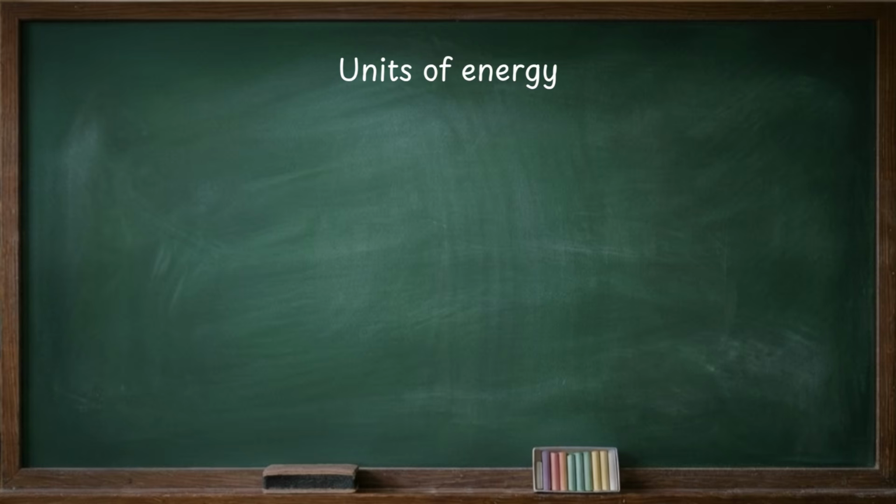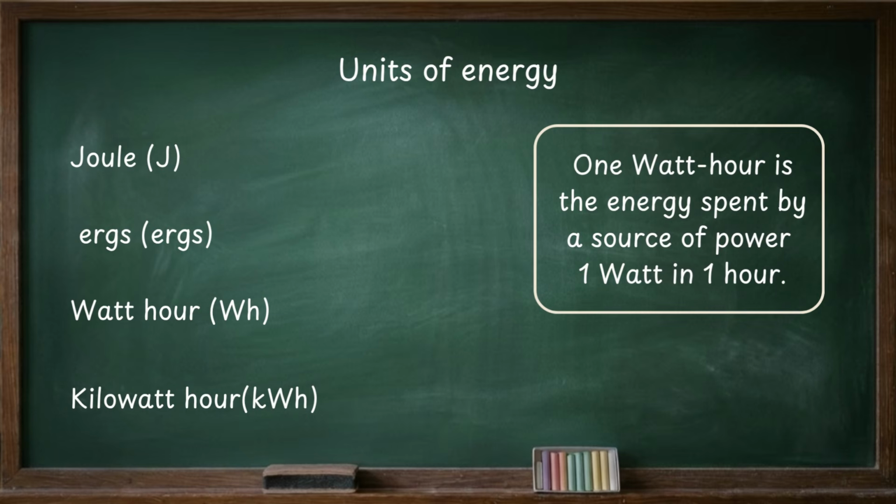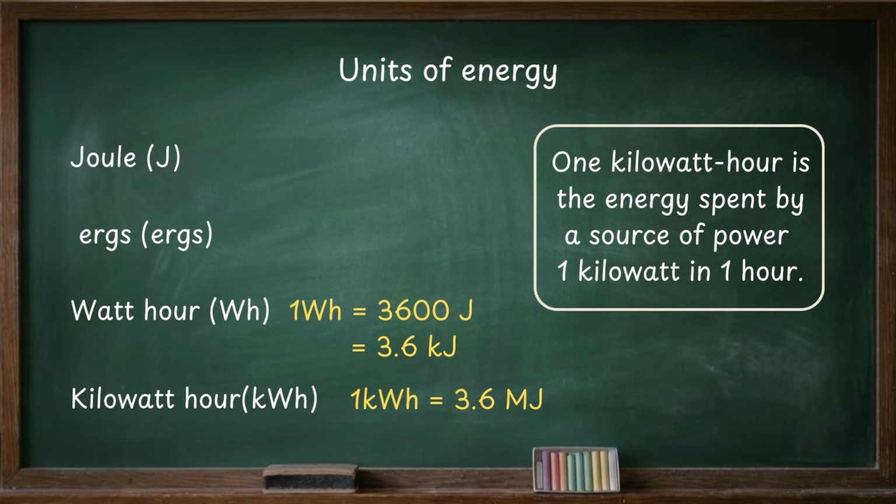Basic units of energy are the same as that of work, joules in SI and ergs in CGS. Bigger units of energy are watt-hour and kilowatt-hour. It is typically used for measuring electrical energy. 1 watt-hour is the energy spent by a source of power 1 watt in 1 hour. 1 watt-hour is equal to 3,600 joules, or 3.6 kilojoules. 1 kilowatt-hour is the energy spent by a source of power 1 kilowatt in 1 hour. 1 kilowatt-hour is equal to 3.6 megajoules.